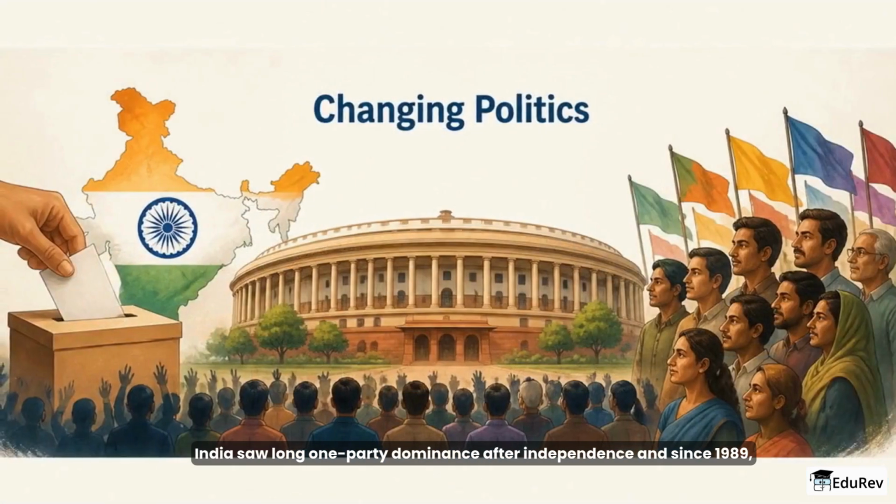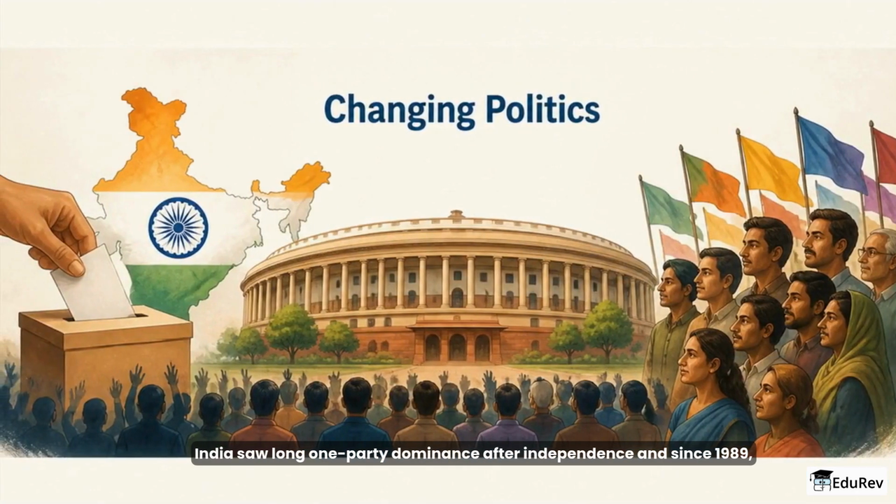In practice, India saw long one-party dominance after independence, and since 1989, it has had more coalitions, showing that small parties can still matter under FPTP. The system shapes politics, but politics also changes the system.